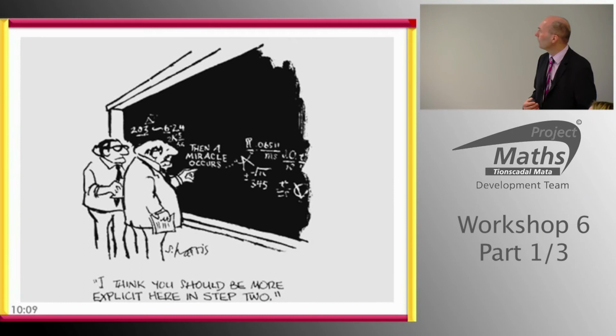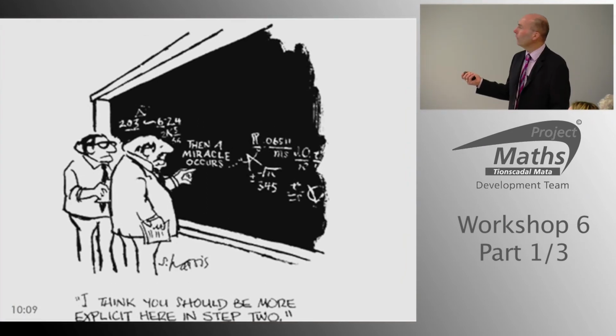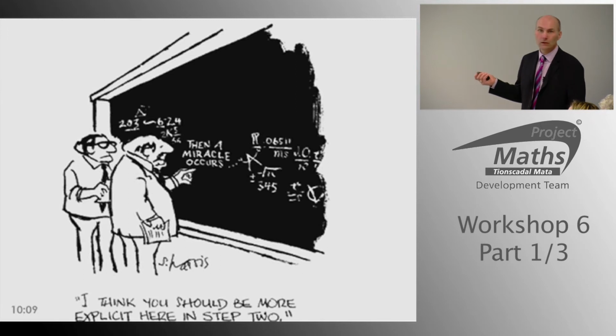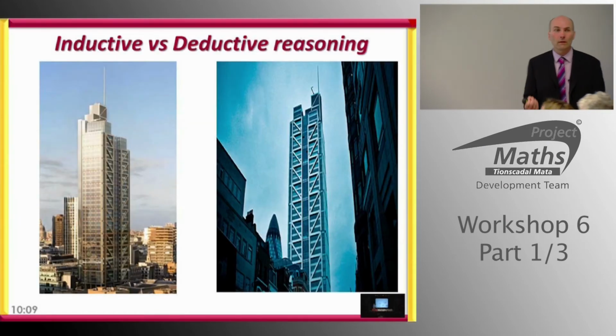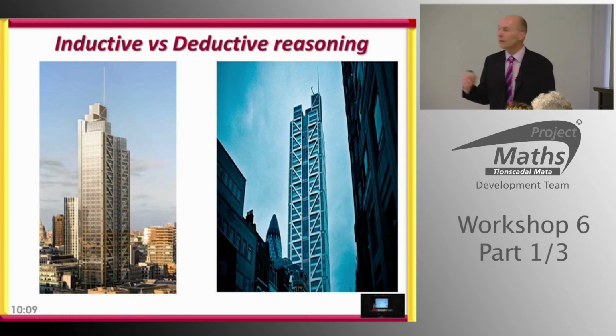And there are different types of proof, but often we start with a few lines. A miracle occurs to the students. There's two lines that make sense, there's twenty lines that don't. And then we end up with a fudged answer. Okay? So we look at two different types of reasoning. There's inductive and there's deductive.